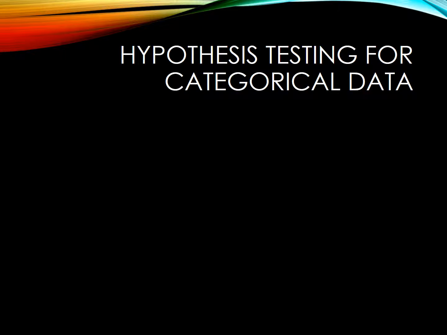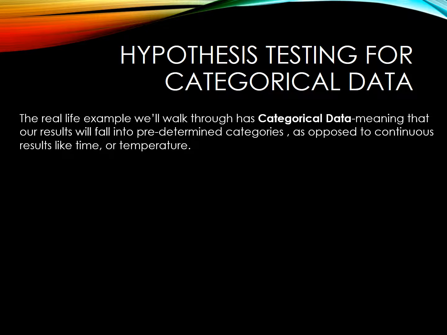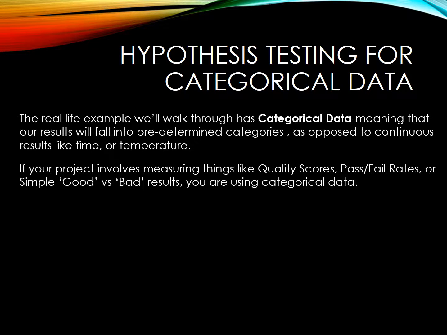The hypothesis testing we're going to do is for categorical data. We're going to walk through a real-life example that was done here at Transamerica, and it uses categorical data. And when I say categorical data, that means that the results are always going to fall into some predetermined number of categories. If you are doing something with quality scores, where you have a pass-fail rate or a good versus bad result, that's categorical data.